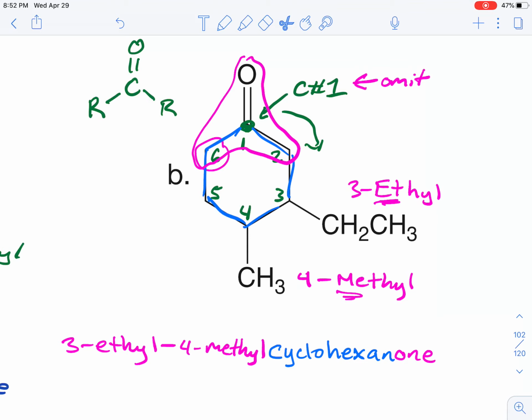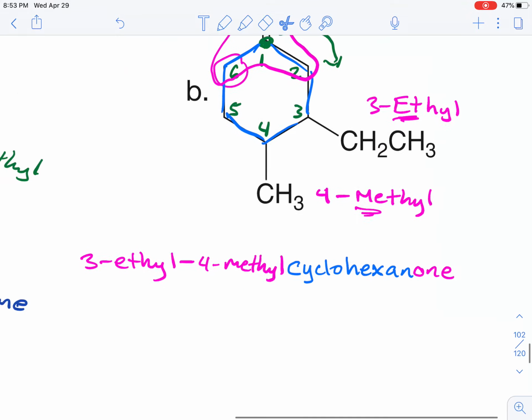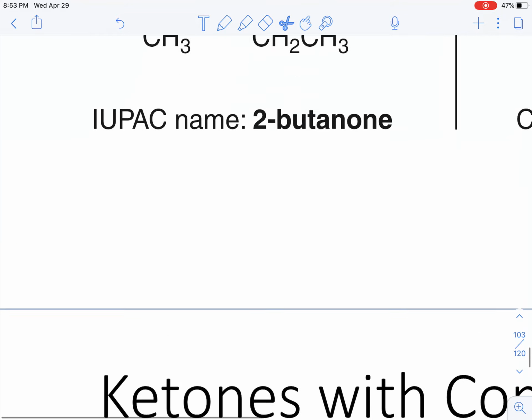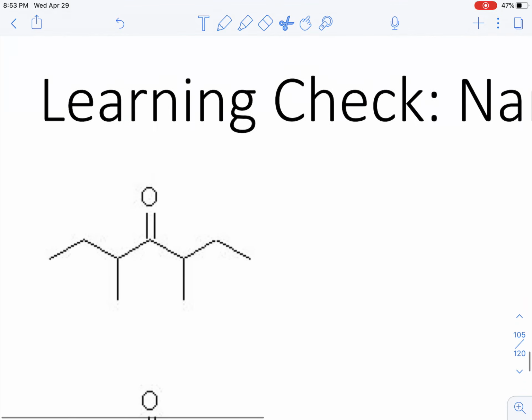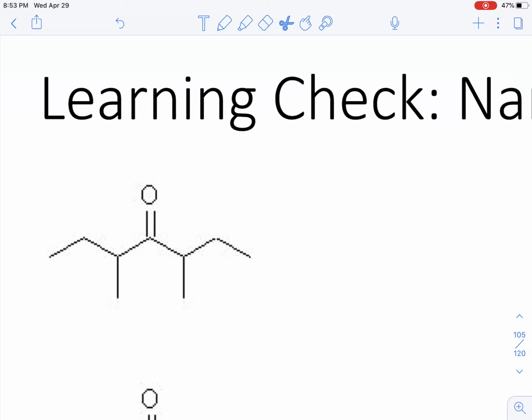Okay. And so hopefully you guys are getting used to naming these organic compounds. The more practice you guys get, the stronger idea you have, and you can see the pattern just a little bit better.